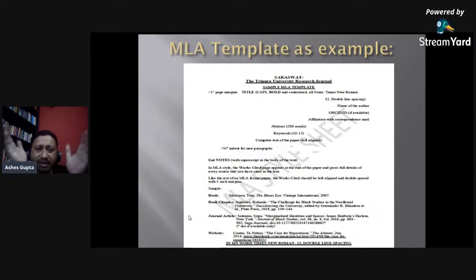So you can very easily follow this style sheet if it is prescribed by a particular journal and if you're submitting to that journal as an example. It's very easy. It's not at all difficult. It's a very mechanical sort of thing. There's nothing creative about it. It's a very mechanical procedure that you have to follow.